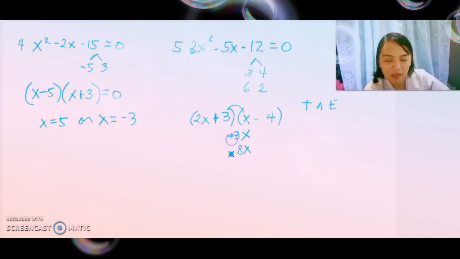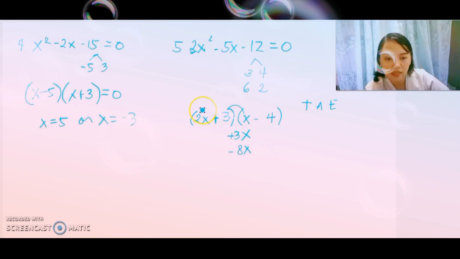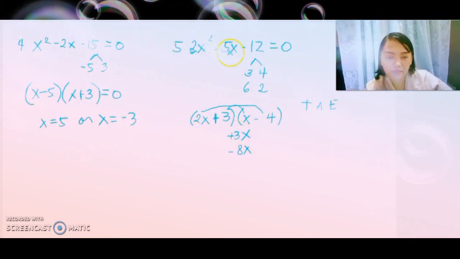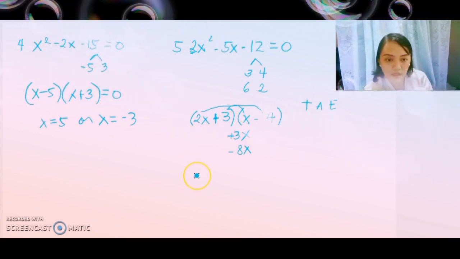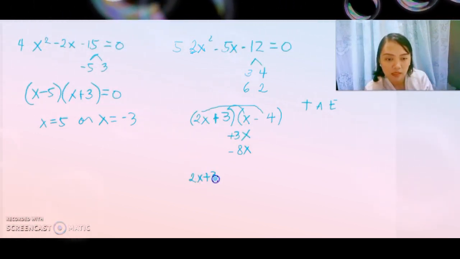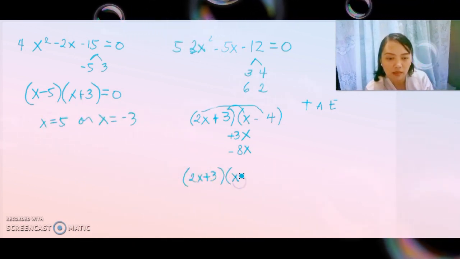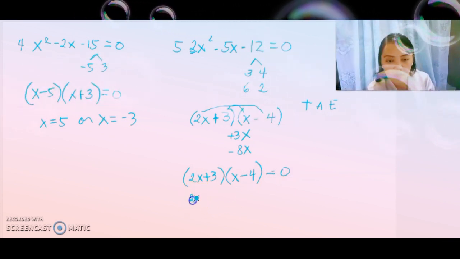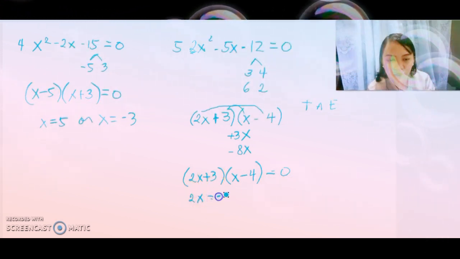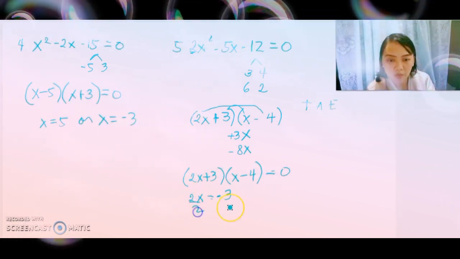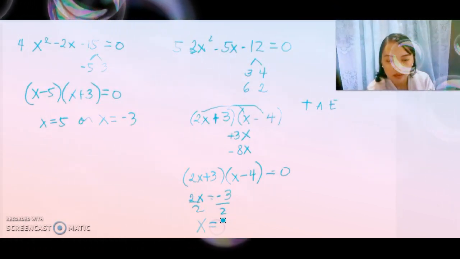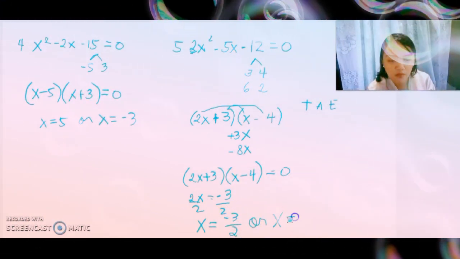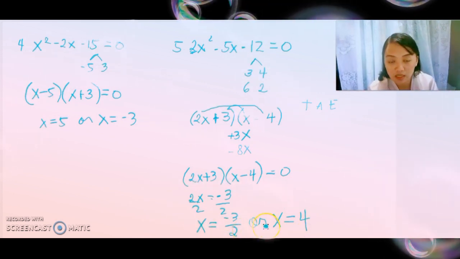Okay, para ang mangyari, this will become positive 3x. Ito, negative 8x. Ito yun, no? Okay? So, positive 3 plus negative 8 is negative 5. So, ang factors niya would be 2x plus 3 and then x minus 4 equals 0. So, if we are going to solve for x, we have 2x is equal to negative 3, diba? Then, divide both sides by 2. So, x is equal to negative 3 over 2. Or, itong si x is equal to positive 4. So, ito na yung factors niya.